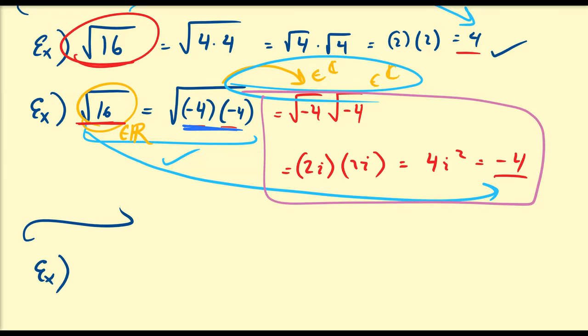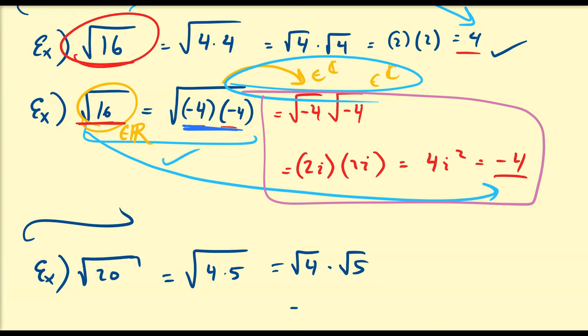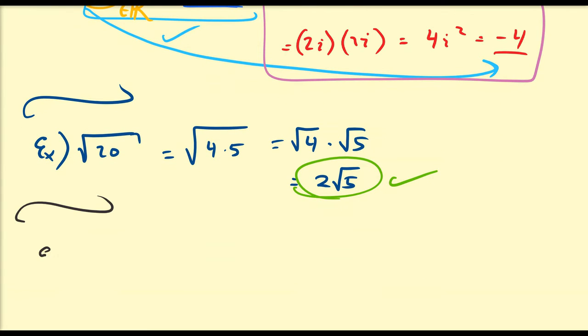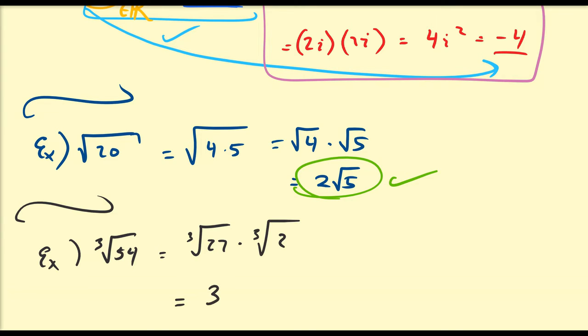So if we have something like the square root of 20, we can decompose this into the square root of 4 times 5, which, since both are positive, we can rewrite as square root of 4 times the square root of 5, which is 2 times the square root of 5, right? 5 is a prime number, so we tend to call this our simplified radical expression. And if I have something like the cube root of 54, I can rewrite this as the cube root of 27 times the cube root of 2, which of course is equal to 3 times the cube root of 2, right? So that's our simplified radical expression.